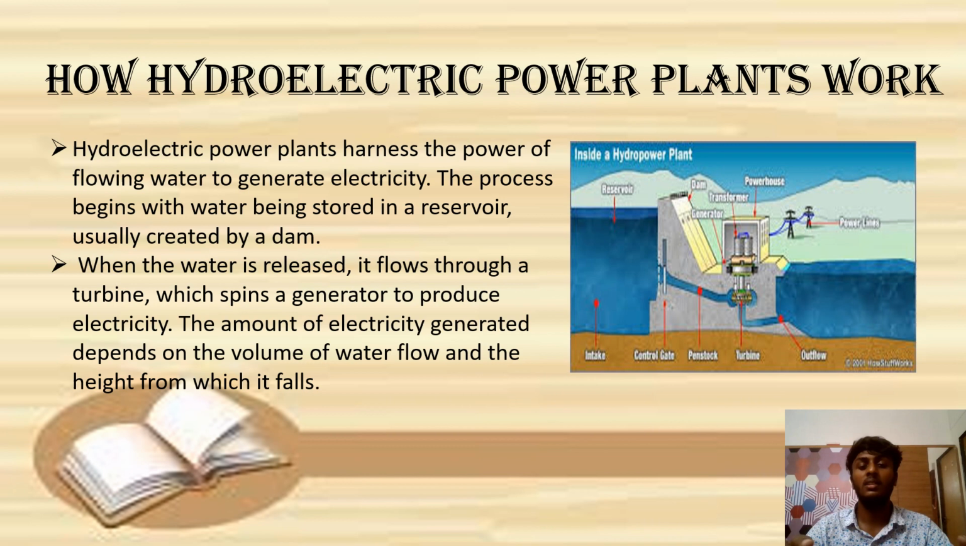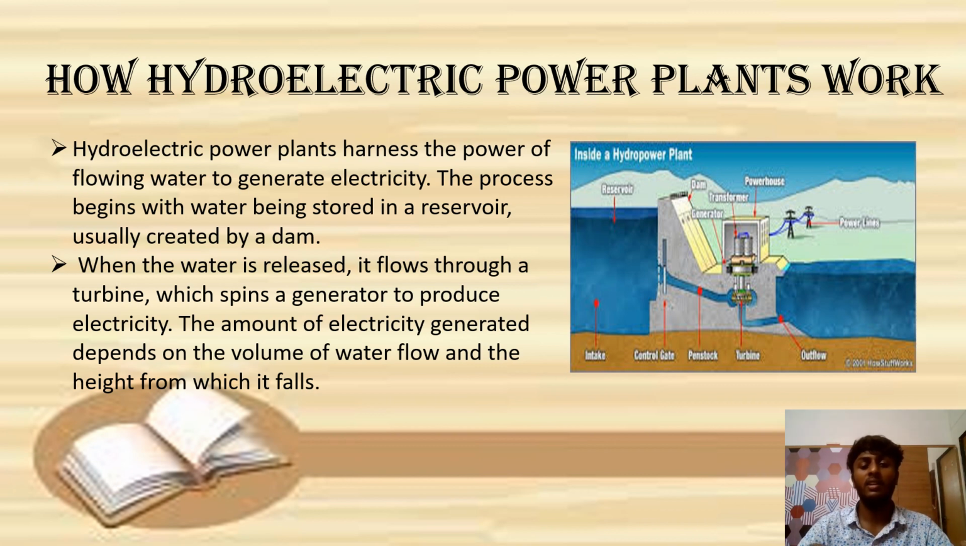Generator. The rotating turbines are connected to generators. The mechanical energy of the turbines is used to spin electromagnets inside the generator, producing an electric current. The generator converts the mechanical energy into electrical energy. The electricity generated by the generator is sent to a transformer where the voltage is adjusted to an appropriate level for transmission. The electricity is then transported through a network of transmission lines to homes, businesses, and other consumers.